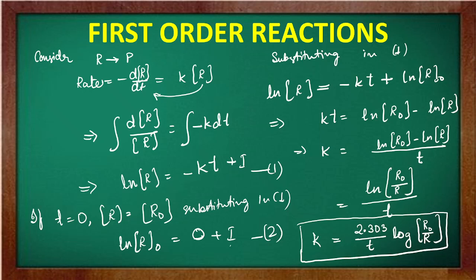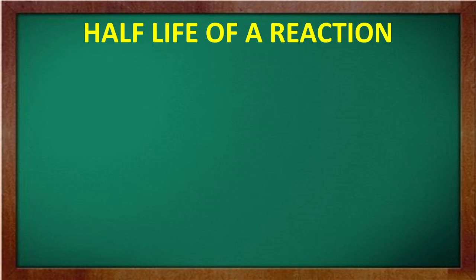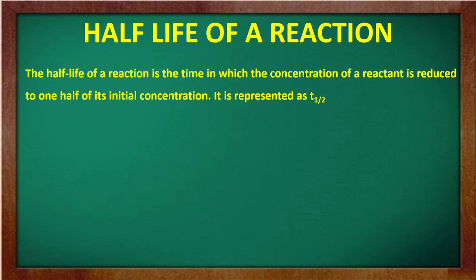Now from this again we have to do one basic thing, that is the half-life of a reaction. Half-life of a reaction is defined as the time in which the concentration of a reactant is reduced to 1/2 of its initial concentration. Meaning if there is a reaction, suppose A is forming B, and it takes time t for A to become B, then t half means the time when the A you took becomes A by 2. That is defined as your half-life of a reaction.